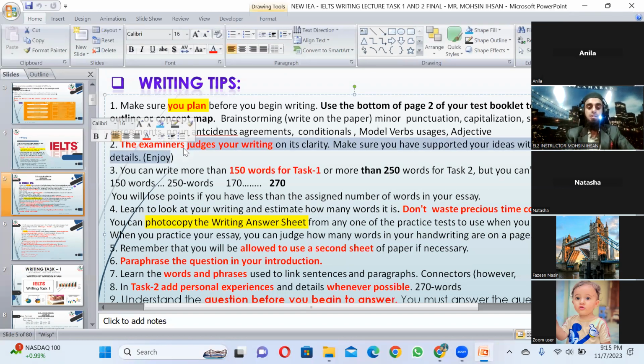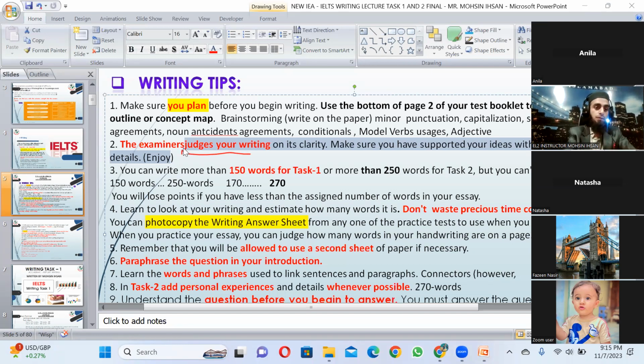Next, the examiner judges your writing, right? The examiner judges your writing. It means that your writing is for the examiner. It is not for you.